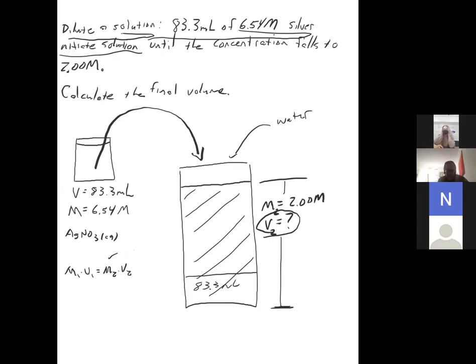And then on the other side, how much did we put in? 83.3 milliliters. So that's V1. And what was its concentration? 6.54. So that's M1. We have M1, we have V1, we have M2, and then we're just asked for V2. So if they're asking you for the total volume here, the final volume, that would be V2, okay? Let's take a look at how we go about this. It's just the algebra. We know M1, we know V1, we know M2, we want to find V2.